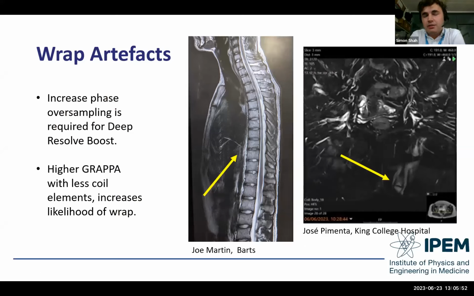The higher GRAPPA factors are beneficial when you've got dedicated coils, like a head coil or your knee coil or your ankle coil. But when it's coming to using the spine coil, you've got a smaller distribution, less coil elements, and they're distributed a bit further apart. So it gets a bit tricky in terms of trying to figure out where they are. So we found actually that using GRAPPA 2 is the maximum you can use when you're just using, say, the spine coil or the spine and the body coil.